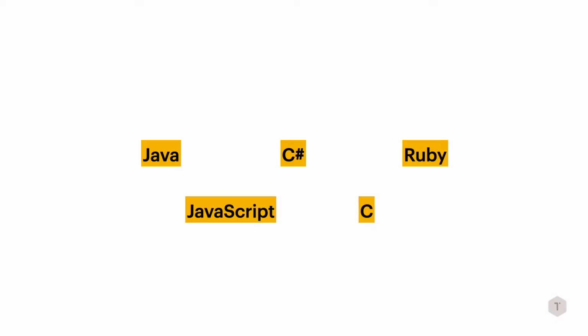Now, there are so many different programming languages in which to write source code. Java, C#, Ruby, JavaScript, C, the list goes on and on and on. But eventually, all source code is fed into the computer as a program. And a computer only speaks one language: binary.